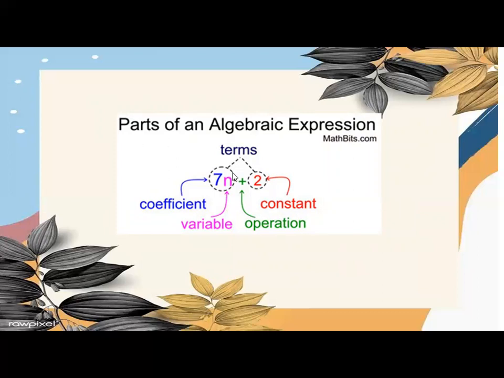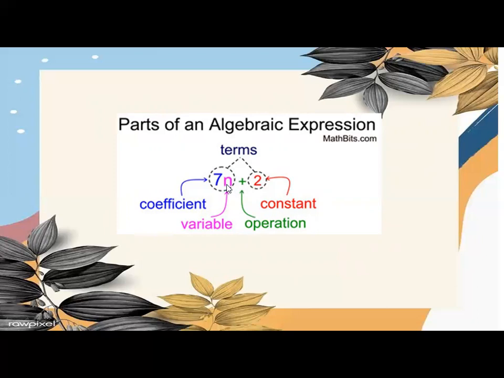Look at the example 7n plus 2. In this example, what is the mathematical operation they used? Yes, addition is the mathematical operation they used in this example. And then how many terms are there in this example? So they have added 2 terms. So in this example, there are 2 terms joined by the mathematical operation addition.